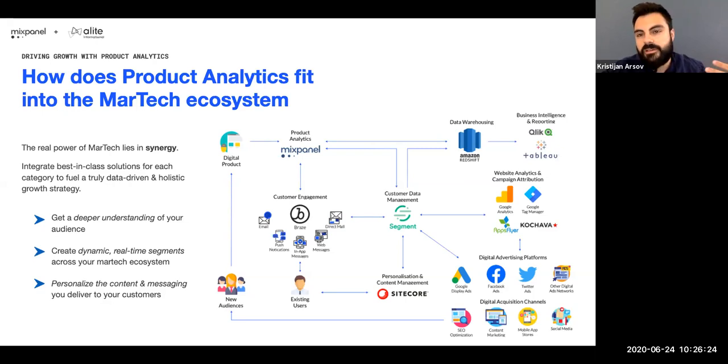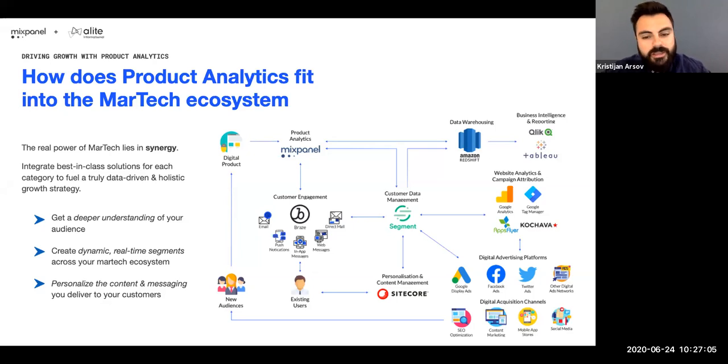But not just the understanding, the real power is that you can use this data in a multitude of ways. You can send this data to your customer engagement platform, such as Braze, for example, where you can use it to target specific segments with personalized communications via push notifications, in-app messages, web messages, or email. You can send this data to a customer data management solution, such as Segment in this case, and then enhance this data with other sources, such as your website analytics, your campaign attribution data, and your data from your advertising platforms, and build those dynamic segments which are updated in real time across your whole stack.